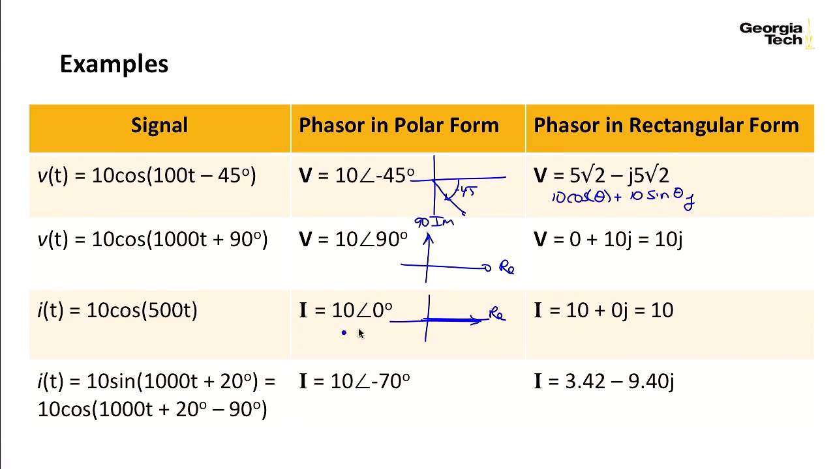When I look at this value here, I have to keep in mind that the frequency was 500 radians per second. In this particular case, I've got a sine wave. In order to represent it as a phasor, I have to first convert it to a cosine, and I did it by subtracting off that 90. So this becomes minus 70 degrees. I get 10 at minus 70, and I use my standard formulas for converting from polar to rectangular, and I get this. Now, most calculators will convert from polar to rectangular for you, so you don't have to remember those formulas.